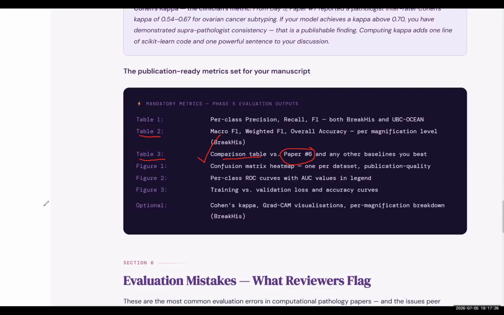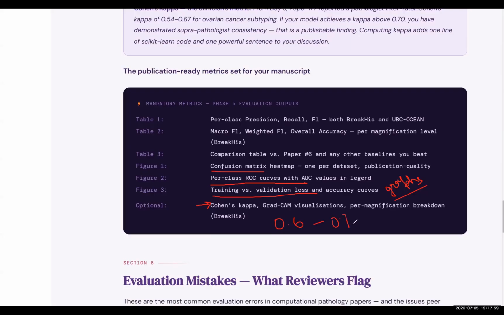And the next ones are some figures we'll be having. So yes, I've shown you, the confusion matrix will be there. Per-class ROC-AUC curve should be there. Okay, and training versus validation loss, all these things. So all these graphs will be generated and we are going to plot them. And it's not optional. We will be adding this Cohen's kappa value, and hopefully if we achieve from 0.6 to 0.7, we'll try to get that.